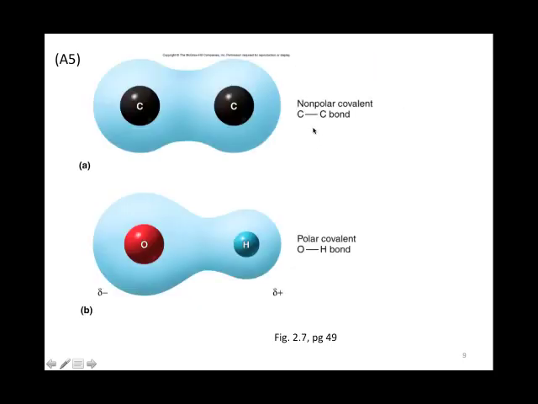All right, let's talk about the difference between polar and nonpolar covalent bonds. Polar and nonpolar. Let's talk about nonpolar first, right here. Nonpolar covalent bonds means that there's an equal sharing of electrons between those atoms, meaning that those electrons that are being shared will spend an equal amount of time rotating around the nucleus of those different atoms.